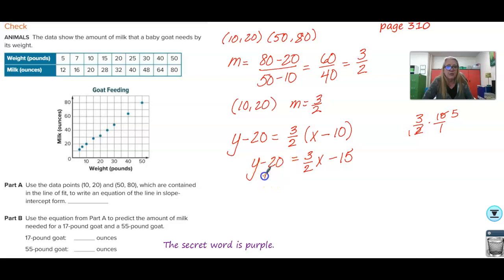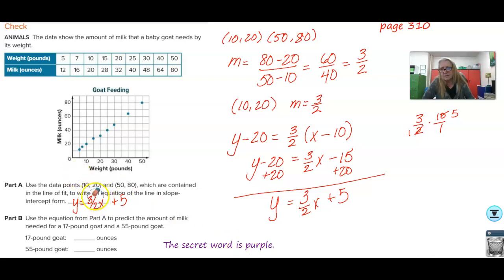Now I just have to add 20 to both sides to get y by itself. And it gives me that y is equal to 3/2 x plus 5. And so here's slope-intercept form, y equals 3/2 x plus 5. Oh, that was bad form. I was getting kind of lazy on my writing here. Let me write that in better form. 3/2 x, there. I didn't want the x to look like it was in the denominator.